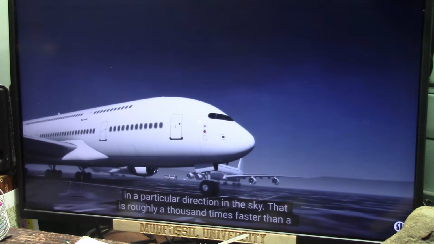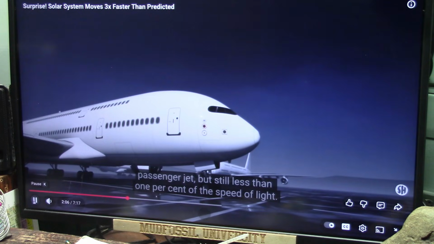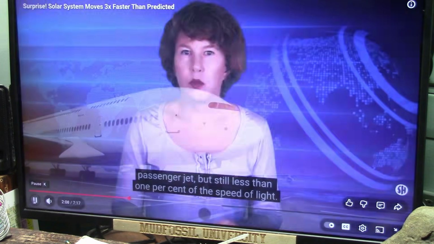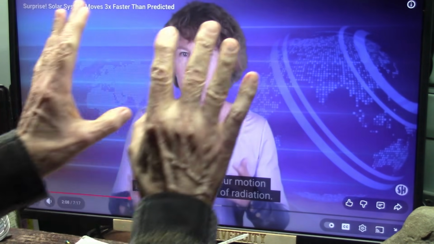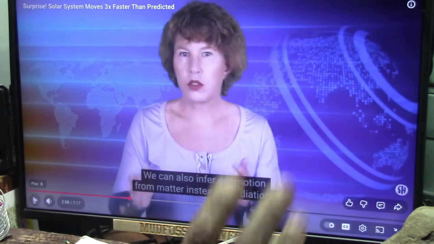"That's roughly 1,000 times faster than a passenger jet, but still less than 1% of the speed of light." Is she basing this on the speed of light? If she is, that's just totally wrong, because light does not maintain the same speed. Now, if she is basing it on that, and saying that's why we're moving in this direction, the light is slowing down only so much. So let's see what she says.